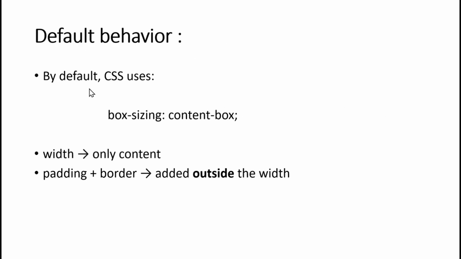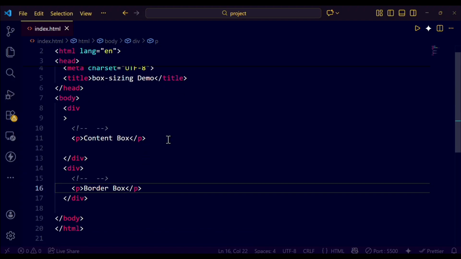But what is the default behavior for box sizing? By default, CSS uses box sizing content box, where width takes only the element, and padding plus border are added outside the width. Let's take an example and understand it.